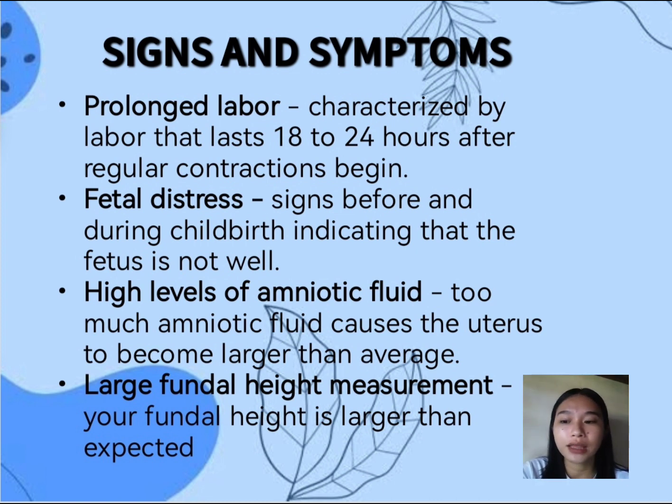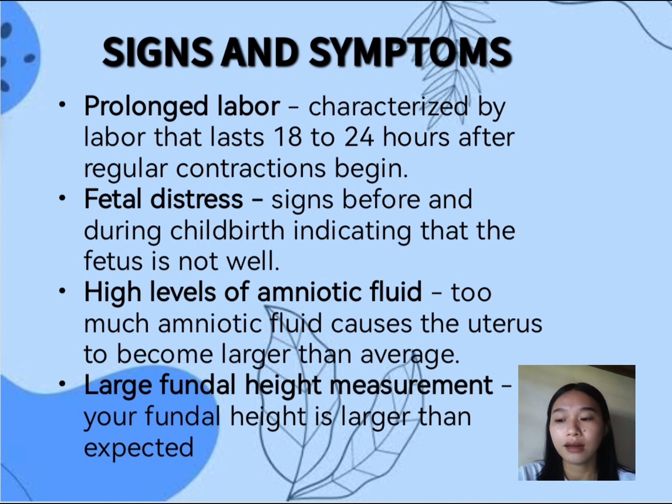Next, we have fetal distress, signs before and during childbirth indicating that the fetus is not well. Fetal distress is very important to always check because it could put the baby at risk. It could even kill the baby inside the womb. Next, we have high levels of amniotic fluid. Too much amniotic fluid causes the uterus to become larger than average.